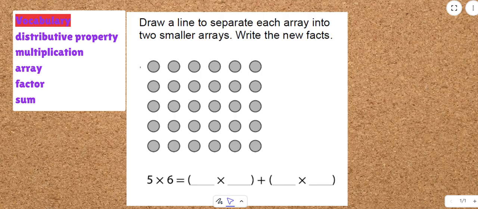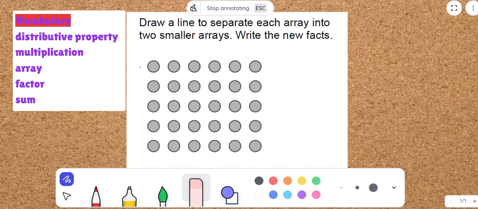This is an example. Draw a line to separate each array into two smaller arrays and then write the new facts. So we're doing a lot of different skills right now. So we are dividing, we're separating, we're looking at the arrays, we're creating the multiplication facts that we know, the smaller ones, and then we're taking the smaller ones and we're adding them together. So let's go ahead, and I was going to highlight some of the important terms. And as you're working on your homework with your child, this is something that you can do as well.